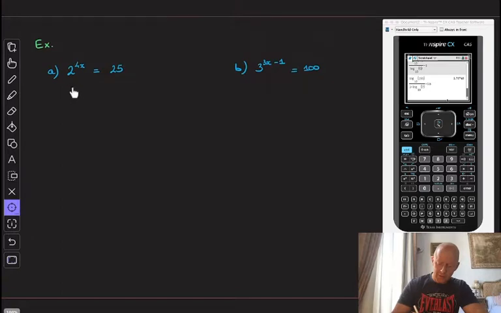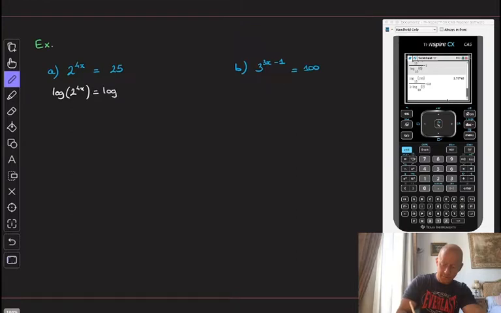Now, if I look at 2 to the power of 4x equals 25, that's really similar to one of the examples we just worked through, and the approach is identical. The number which is being raised to a power is alone on the left-hand side, so there's no real rearranging we have to do initially. So all we have to do to solve this is apply logarithms to both sides. So log base 10, no need to write the base 10, of 2 to the power of 4x equals log of 25.